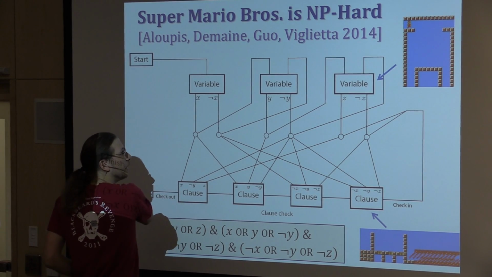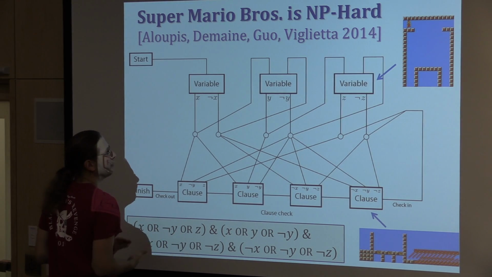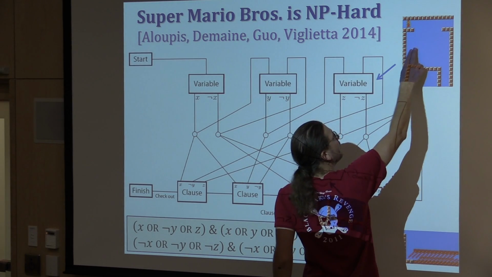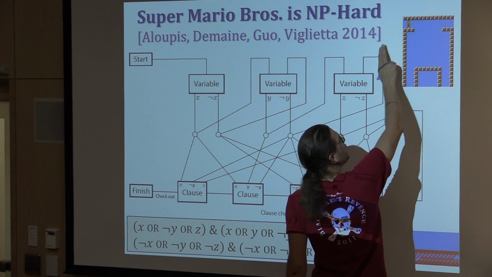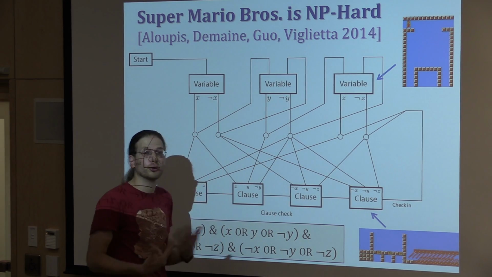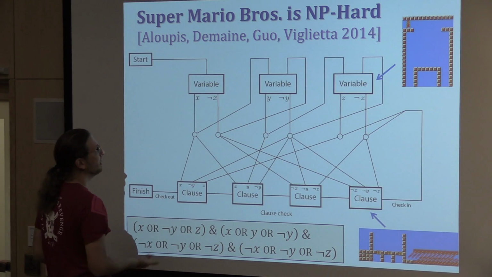Okay? So there's actually 2 entrances to the variable. I guess that kind of matters. What we want in the variable, so if you came from the true setting or you came from the false setting, you don't want to be able to run and jump over to the other side and then satisfy the previous variable both true and false. You only get to make one choice. Lots of things to check here.